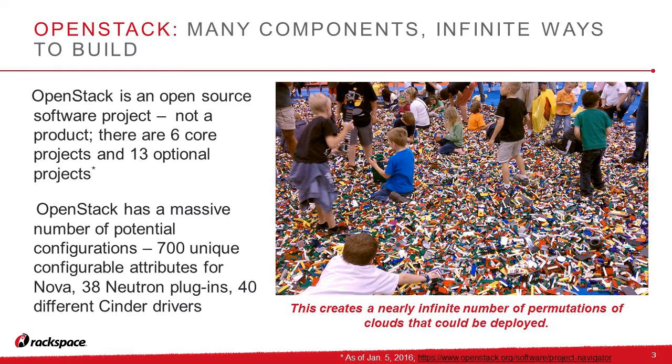OpenStack itself is not a product. It's a collection of projects. Each of those projects has different goals and different focus. There are 6 core projects within OpenStack and then 13 optional projects. This makes deploying an OpenStack cloud not really straightforward. If we take Nova, for example, there are around 700 unique configurable attributes there. There are 38 Neutron plugins and over 40 different Cinder drivers. The combination of these could quite easily lead to a near infinite number of unique clouds or deployments, depending on your viewpoint.